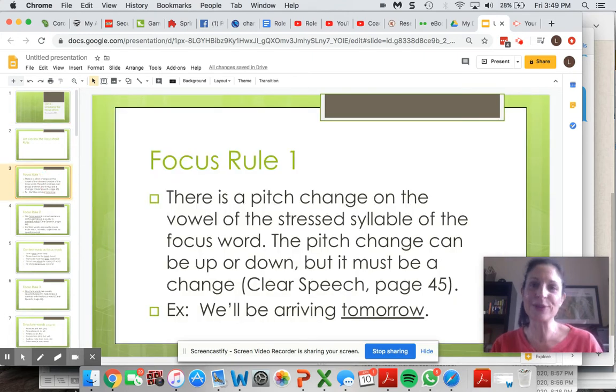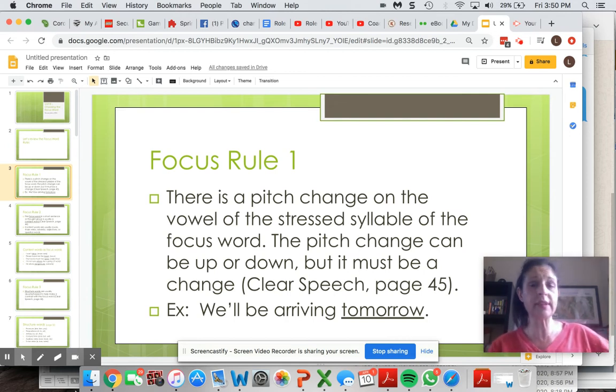Focus rule 1. This is the first focus rule that we learned. There is a pitch change. Your pitch is what goes up or down. There's a pitch change on the vowel of the stressed syllable of the focus word. The pitch change can be up or down, but it must be a change. That's in our book, Clear Speech, on page 45.